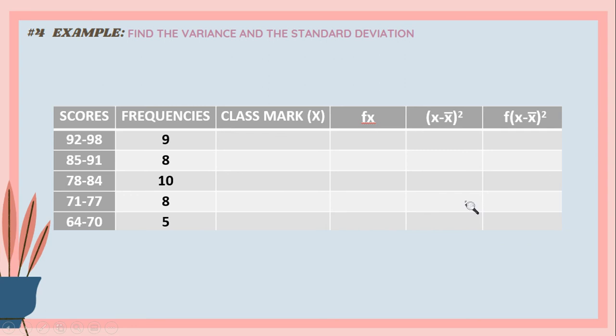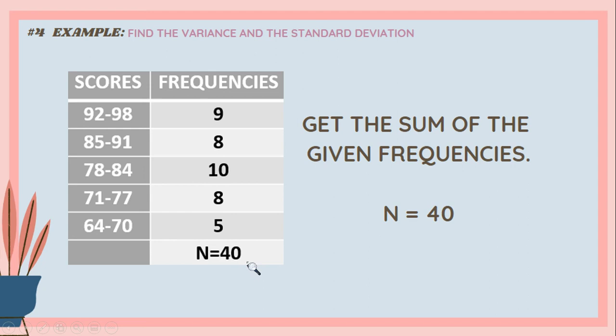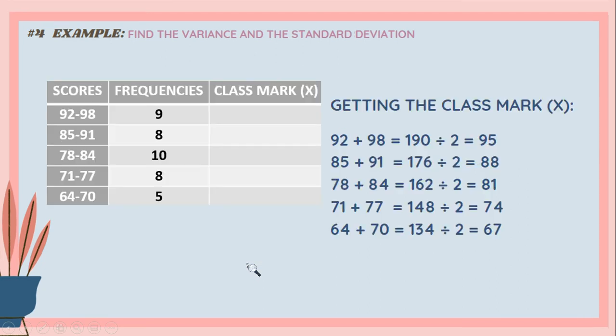So remember these 4 additional columns that we need to find the answer for the variance and the standard deviation. So get the sum of the frequencies, which is 40. And then solve for the class mark by adding the class limits and then dividing it by 2. So 92 plus 98 is equals to 190 divided by 2 is equals to 95. And then 85 plus 91 is equals to 176 divided by 2 is equals to 88.